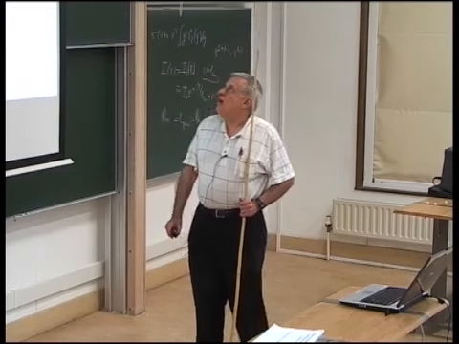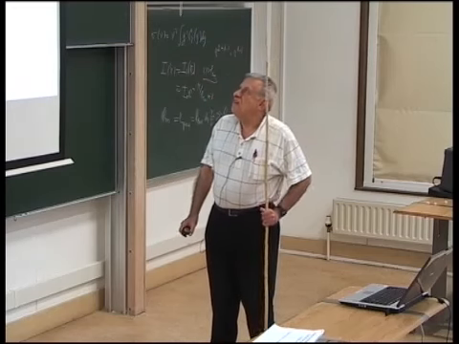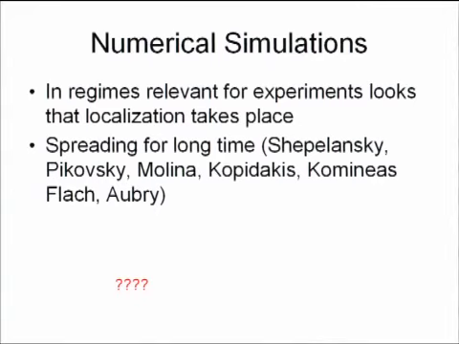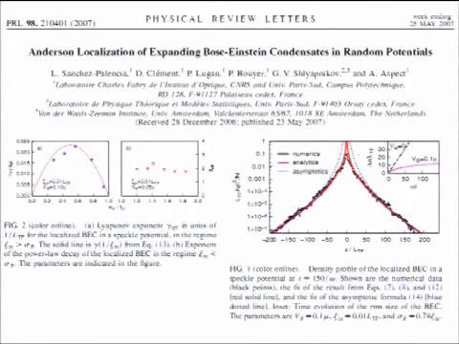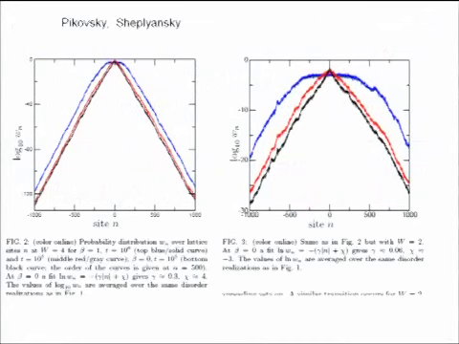Okay, so now I'll tell you about some numerical simulations, and what happens basically in the experimentally relevant regimes. So far, it looks as if you get localization, and that made a big fraction of the community very happy, because the naive argument seemed to work. So this is the simulation of the Aspect experiment, and the theory agreed with experiment and agreed with everything being linear for a very long time. But now, there are other experiments that show different results.